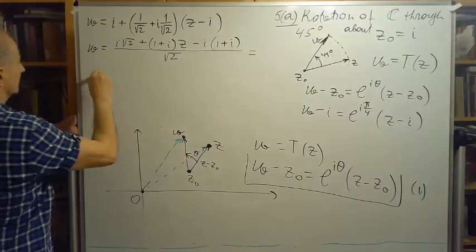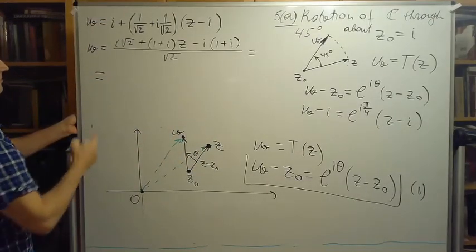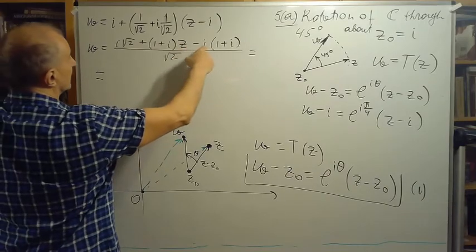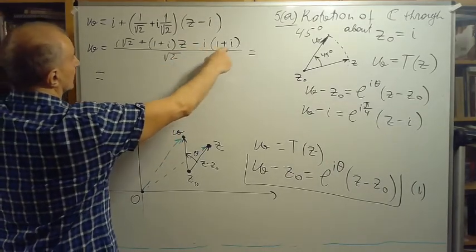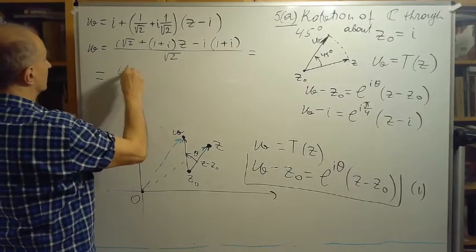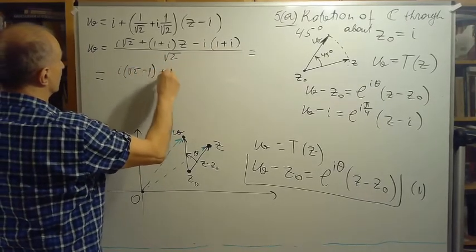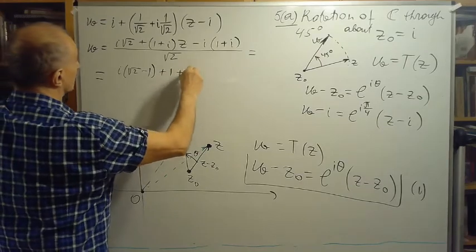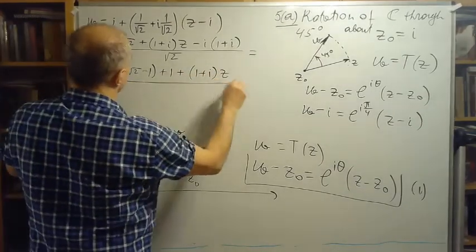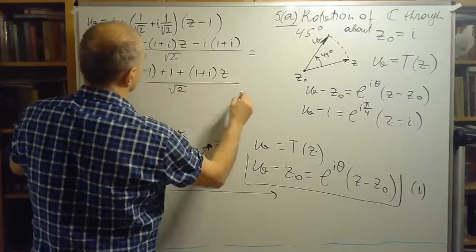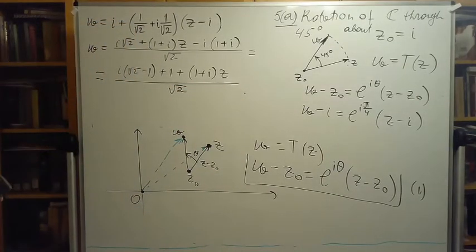So what's going to be, if I didn't make mistakes altogether? i multiplied by root of 2 minus 1 and plus 1. So i root of 2 minus 1 plus 1, plus 1 plus i times Z, divided by root of 2. I think we can leave this form. It will be fine. Any questions about this?